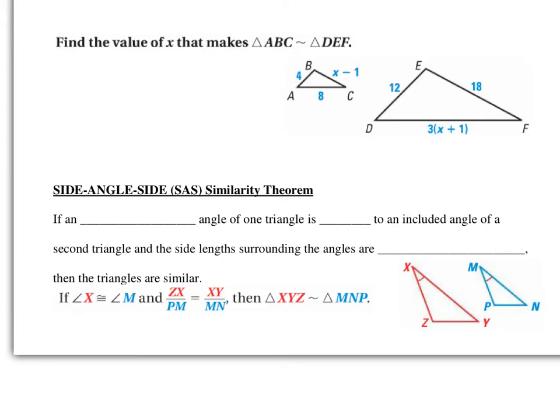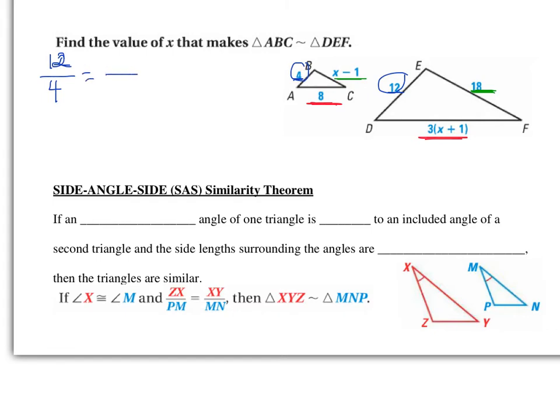In these two triangles, we want to find the value of x to make it so that they are similar to each other. So what we want to do is line up the corresponding sides. My 4 is going to correspond with my 12. My x minus 1 corresponds with my 18, and I'm color coding this also. And my 8 corresponds with my 3x plus 1. So the part that I notice is that my 4 and my 12 are actual numbers, so that's how I'm going to set those up.